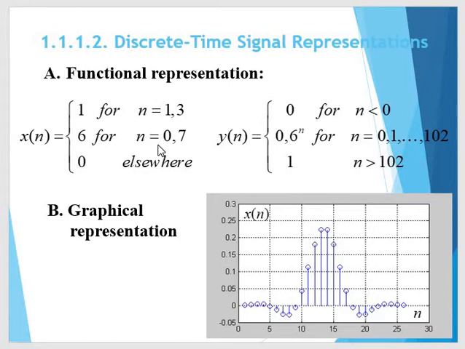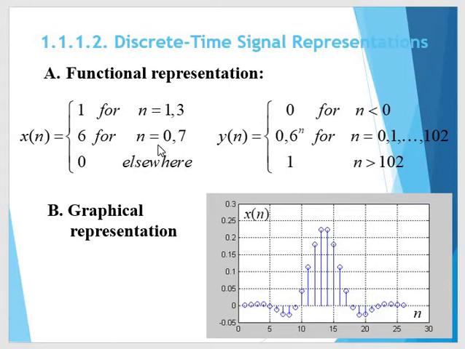That means the curve may look like this: at the 0th position it is 6, then at the 1st position it is 1, at the 2nd position it is 0, then at the 3rd position it is again 1, at 4, 5, 6 it is 0, at 7 it is 6. After that, from 7 to infinity it is 0, 0, 0. According to this, we can see that the sampling period is 1.